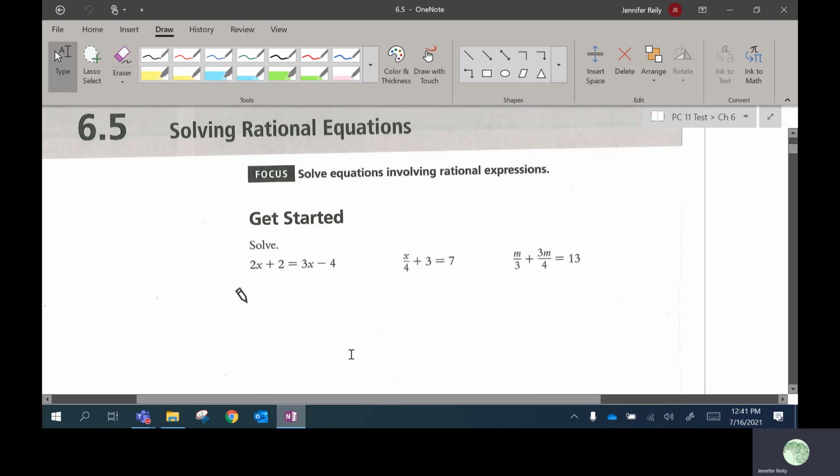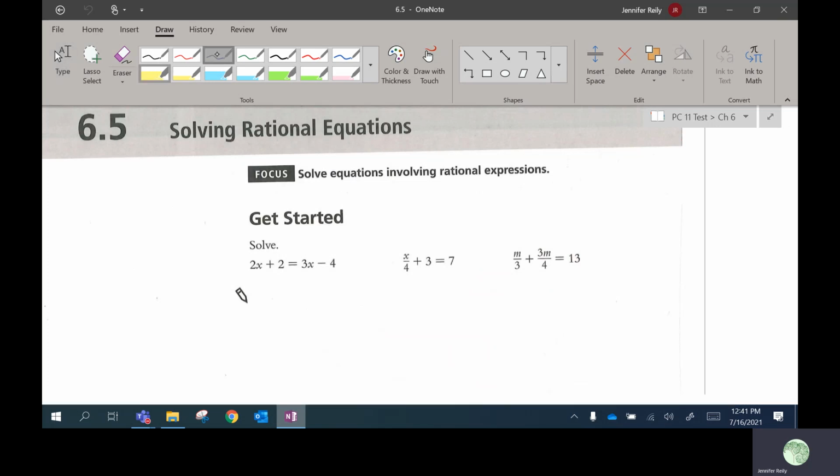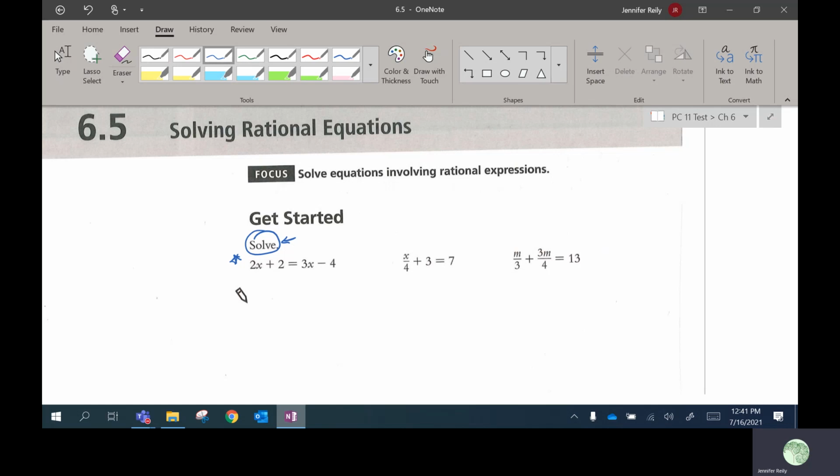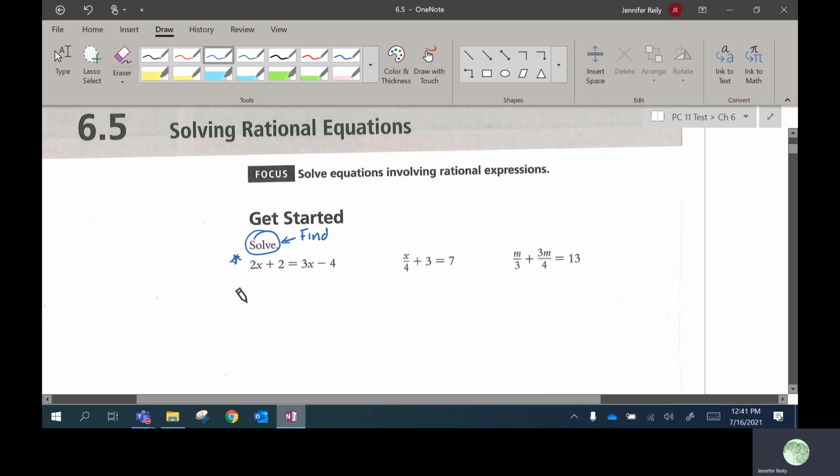If you want to skip this part and you feel confident in your algebra skills, feel free to do so. Okay, so the first thing we need to remember when we're doing algebra is what solve means. Solve, when you're given an equation, is find the values of x, or whatever variable you have, that satisfy this equation, that make this equation make sense. Find a value or values for the variable that make the equation true.